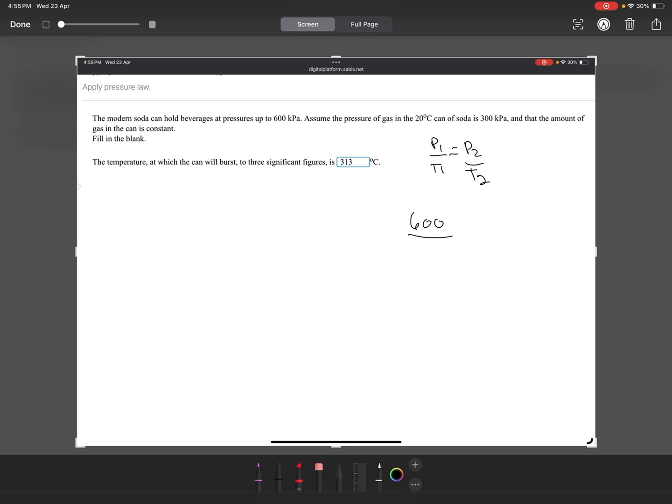Temperature 2 is in Celsius, and we never saw the formula with Celsius. You have to convert it even though this is in Celsius. We do that at the end, okay? So 20 plus 273 is 293. Oh, no, sorry. We're trying to find this temperature. We equal it to 300 over T2, which is 293.